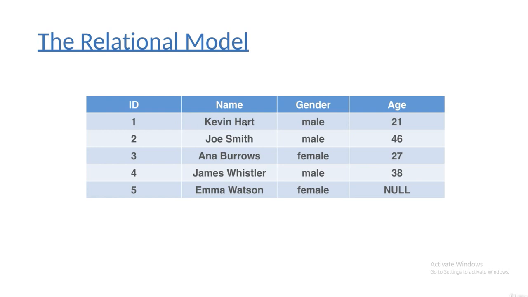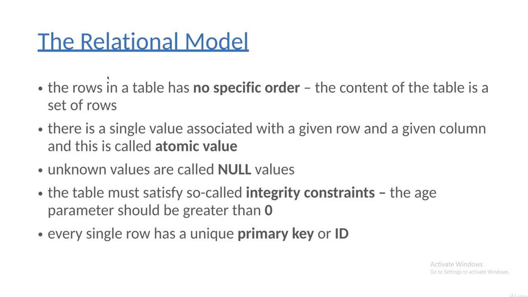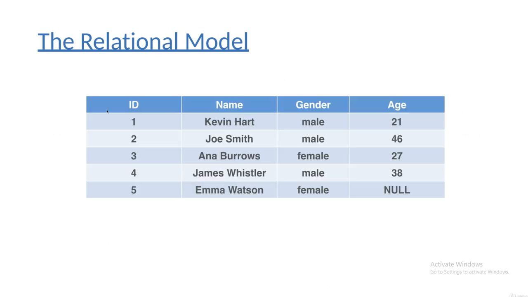So as you can see, Kevin Hart has the ID 1, Joe Smith has the ID 2, then 3, 4, and 5. Okay, so we have the columns and we have the rows in a given database table, and as you can see, there may be unknown values. These are the null values. And what's crucial is that the rows in a table have no specific order. The content of the table is a set of rows basically, and this is exactly why we need the ID. So every single row is going to be identified by a given ID or a primary key, and this is how we can get the given values in a given row.